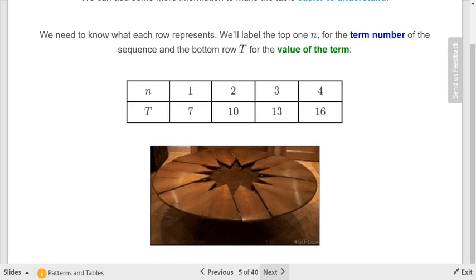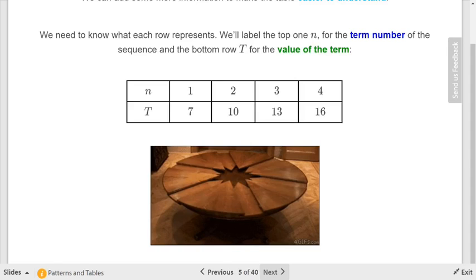Yes? I figured out, I can't remember what it's called, but to get from n, it's n times 3 plus 4. This particular pattern? I don't know how to say it. So n times 3 plus 4, that's the rule for this particular table. Oh, cool. All right, we'll see.